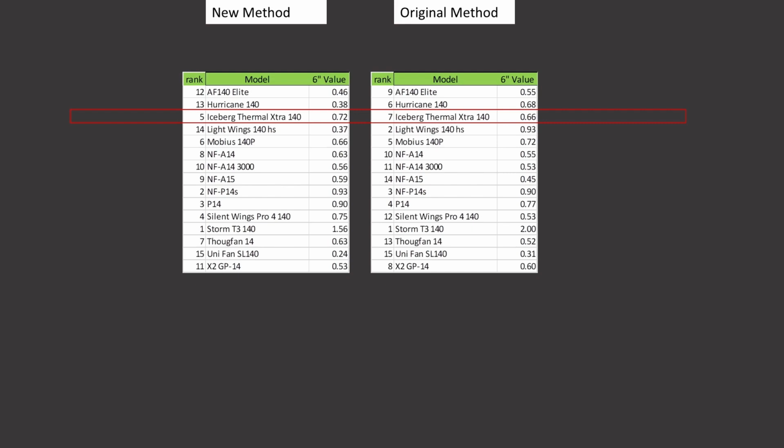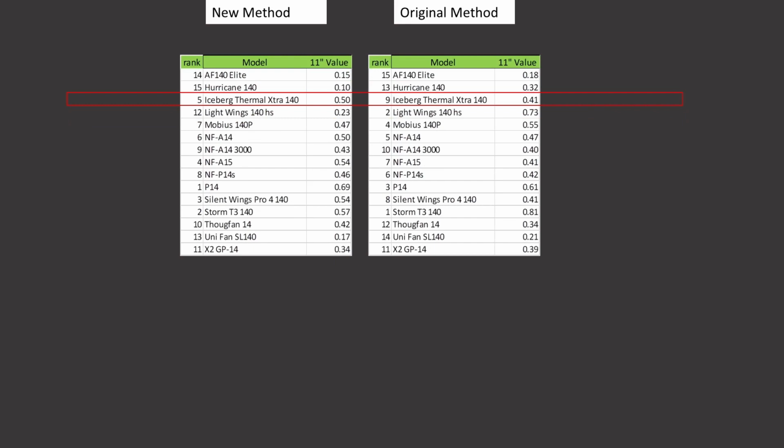Moving on to the value. Originally it was ranked 7th, now it's ranked 5th. In value at the 11-inch mark, it was originally ranked 9th, now it's ranked 5th, so it's better value, relatively speaking, compared to other fans than originally.